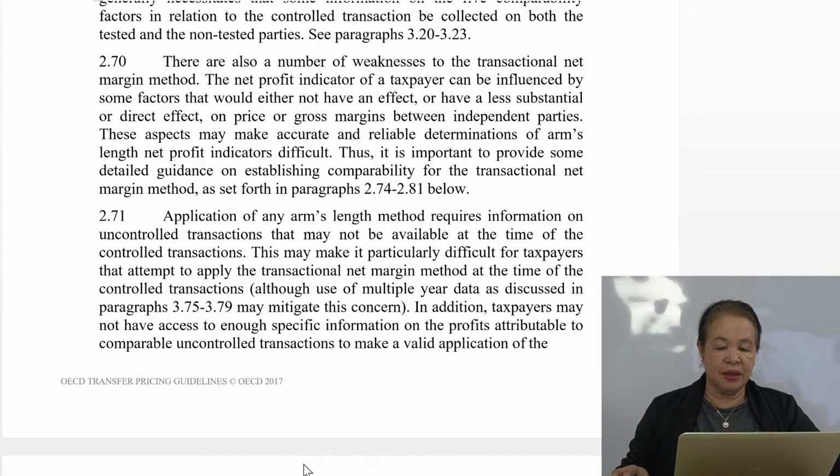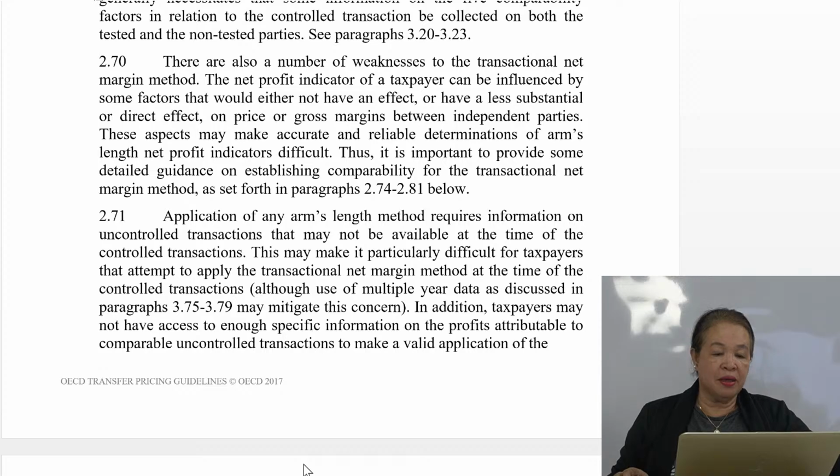So application of the arm's length method requires information on uncontrolled transactions that may not be available at the same time as the controlled transactions, no? This may make it particularly difficult for taxpayers that attempt to apply the transactional net margin method at the time of the controlled transactions. So, although use of multiple year data as discussed in paragraphs 3.75 to 3.79 may mitigate this concern.